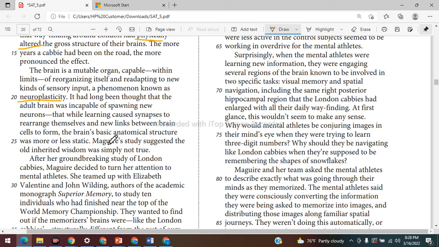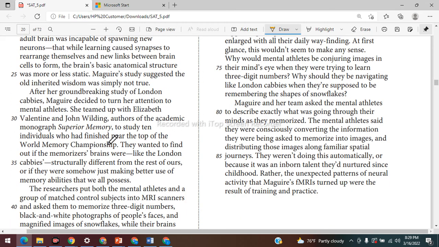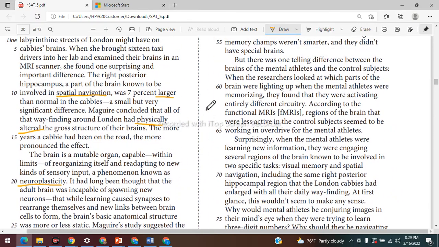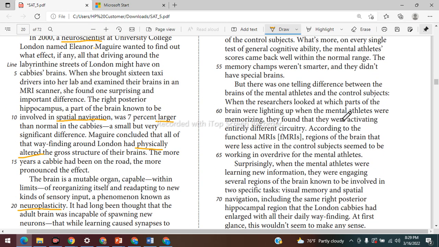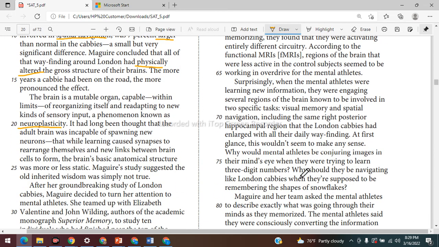And so she expected that whether that occurs in these taxi drivers, certainly the same should be true with the mental athletes who memorize a bunch of stuff. And she found no difference in the brains of regular people and the mental athletes, except for one thing. The regions of their brain were activated just like the taxi drivers. It's because these people who are able to memorize so much different stuff do it by using pictures.